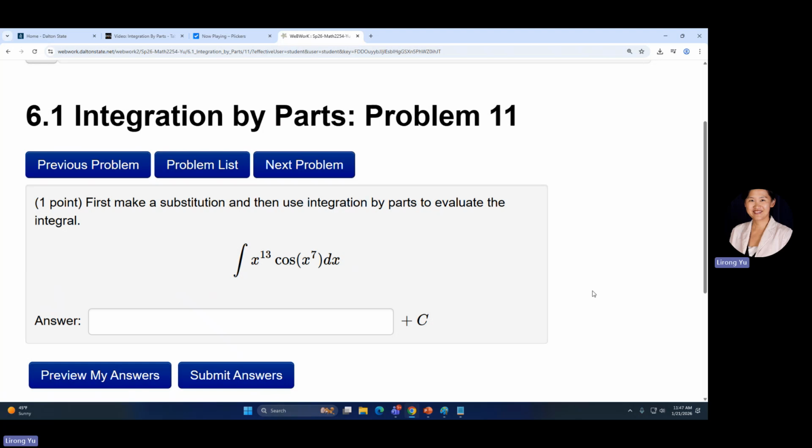Question 11, this one? Oh, wow. A higher power there. First, we probably need to do a substitution. Make u equal to x to the power 7. And then let's see what we go from there.